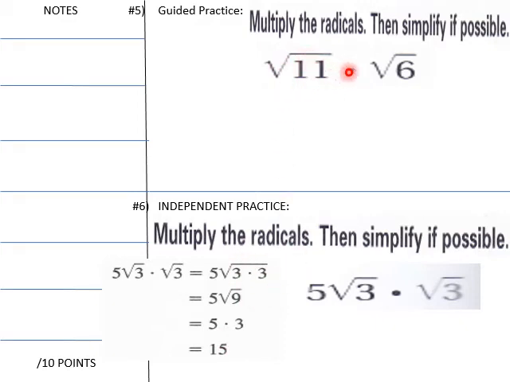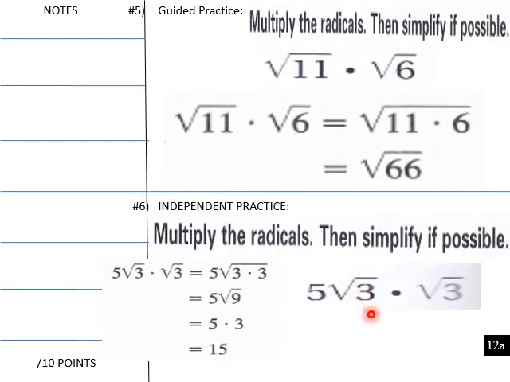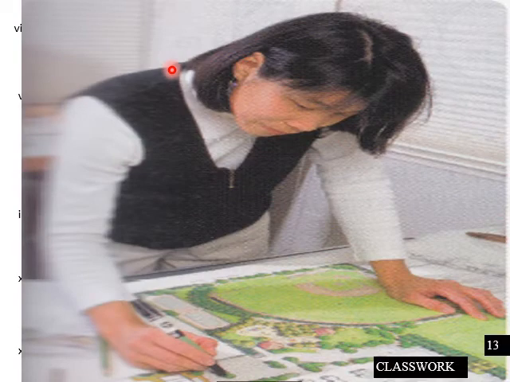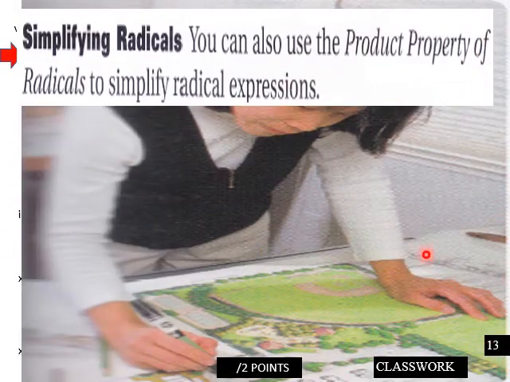Up here, what's radical 11 times radical 6? It would be radical 66, yes? So radical 66, what would that be? What's our closest perfect square to 66? It'd be 8. So it'll be a little bit more than 8, 8.1, something like that. Practice there. Okay. Classwork page 13.